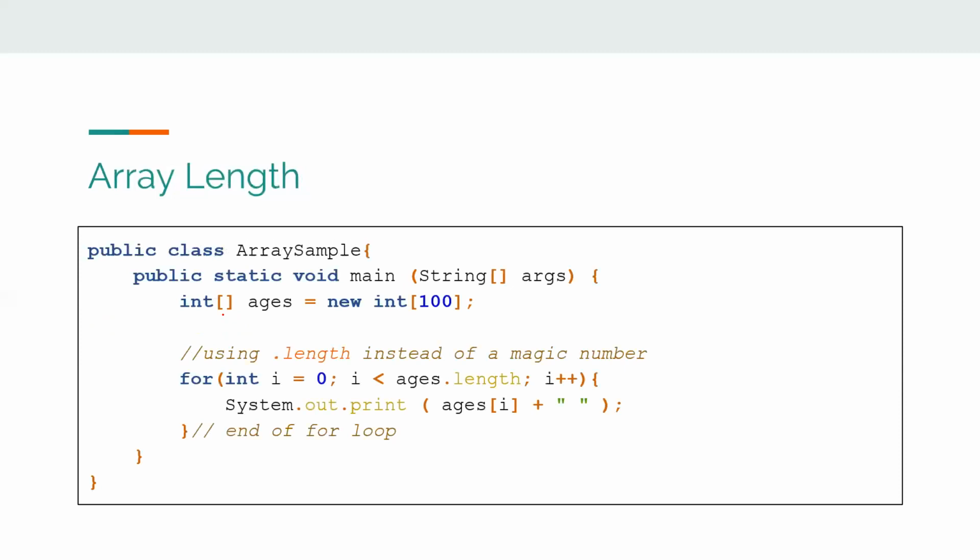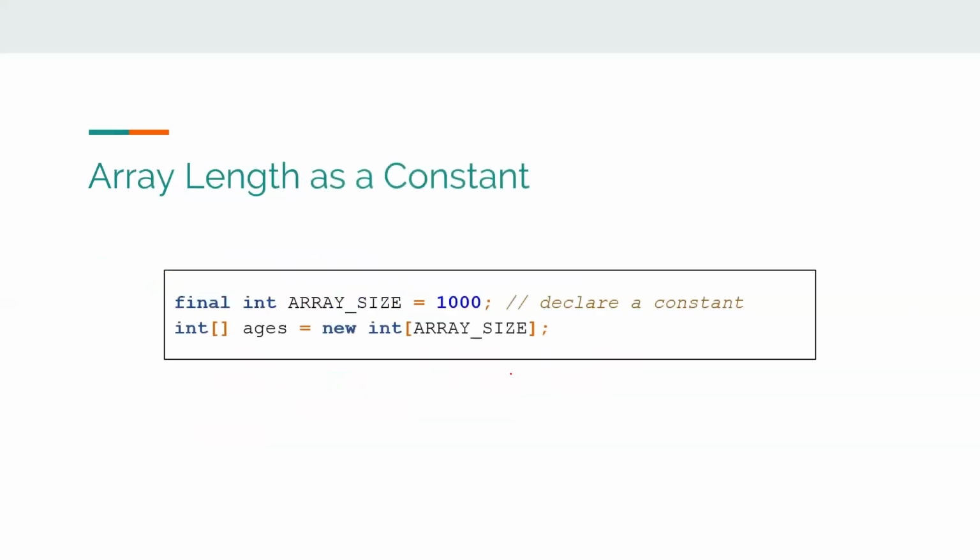What does this code do? Well, it's using the length field of an array to indicate how far the loop should go. So instead of actually using 100 here, it's better to use length, because that's going to adjust itself if you change the size of the array later, right? It'll always be reflecting the current length of the array, which is really helpful.